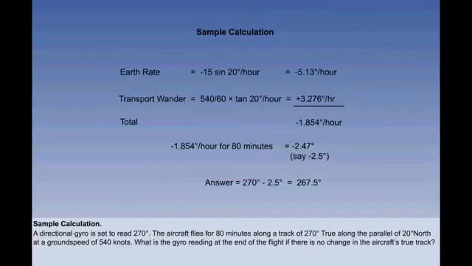Compare this answer to the answer we would get if the aircraft was travelling east along a track of 090 degrees true. To appreciate the difference travelling either eastwards or westwards will have as a result of Earth rotation and transport wander, the lesson on the directional gyro indicator, or DGI, examines this matter again. This concludes the lesson on gyroscopic theory. A summary of gyro wander and the main points we have covered in this lesson follows.